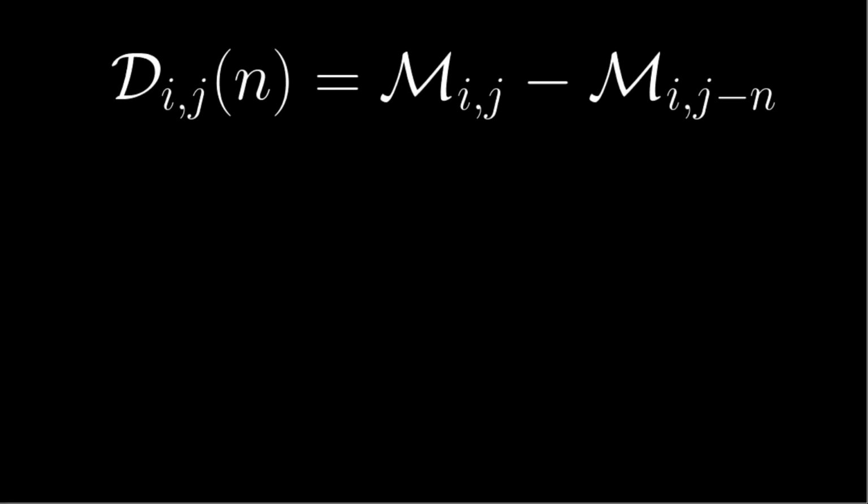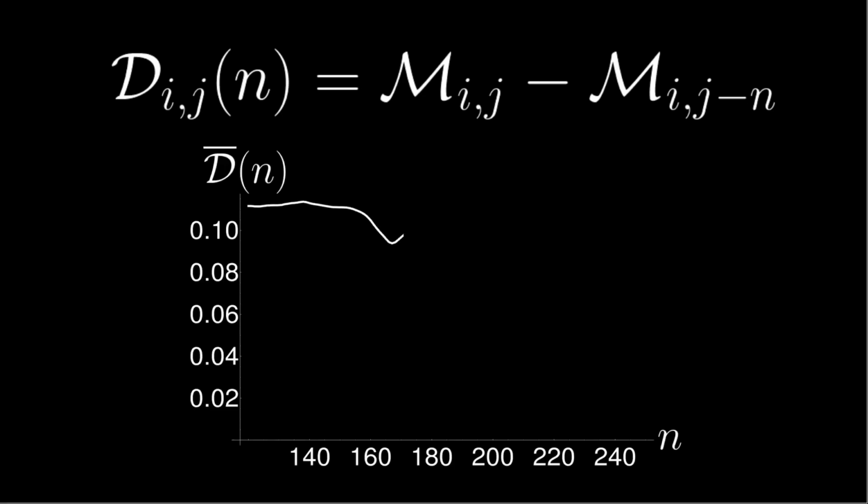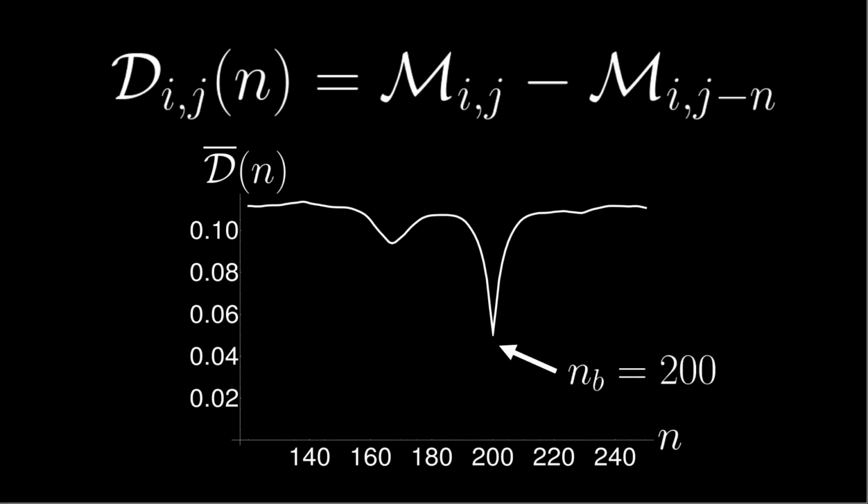To get a general idea, let's plot the average of the elements of D as a function of the shift number n. Well, there's clearly something going on here. The large dip at n equals 200 tells us that a large portion of the image doesn't change much when shifted by 200 pixels. This is actually the background of the rabbit image that we have already seen when playing with the negative film. We will call this shift NB equal to 200, as it is the shift of the bottom layer of our 3D object.